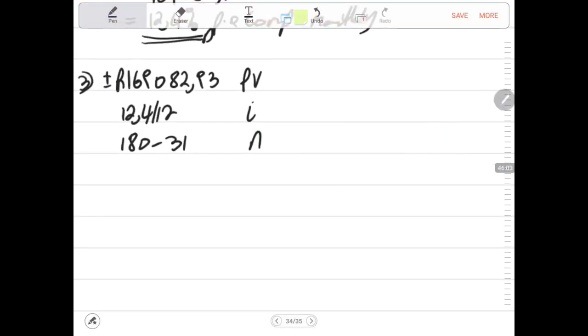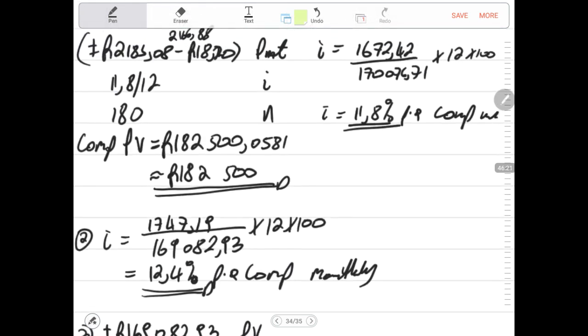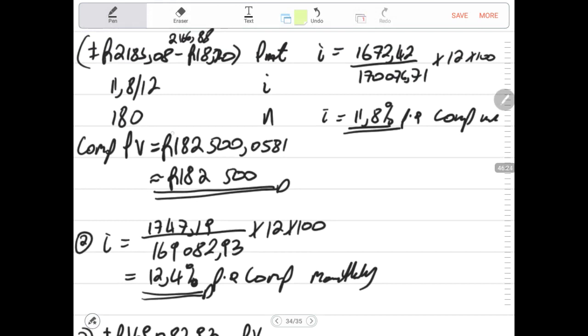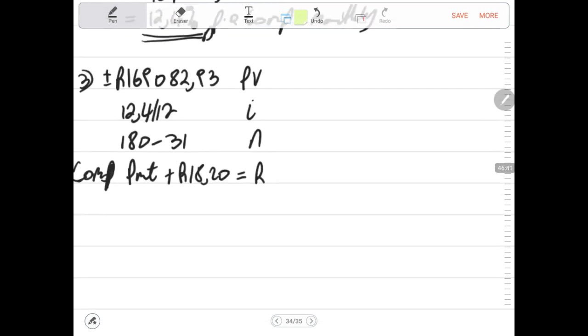Now, what are we calculating? We are saying compute PMT. Then whatever PMT we get, we need to say plus 18 rand 20 cents. Now we are adding to our PMT the administration fee, and I hope you are very clear, because previously when we calculated the present value, we removed the administration fee from the PMT. Now when we're calculating PMT, we need to say plus the administration fee after, so that it gets added. Now let me go to the calculator once again.